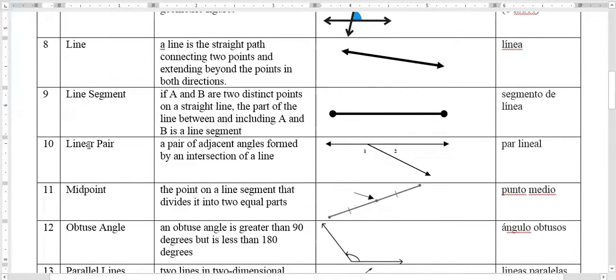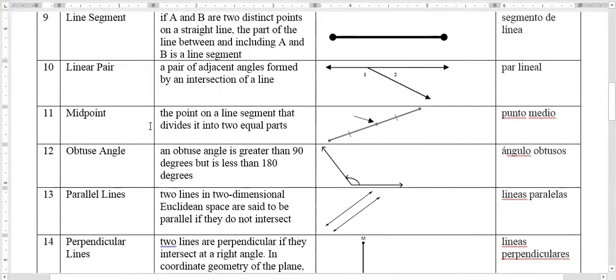Number 10, linear pair, a pair of adjacent angles formed by the intersection of a line. So this linear pair was 1 and 2. This line just kind of came out of nowhere, right? It makes a linear pair. That is what it is.